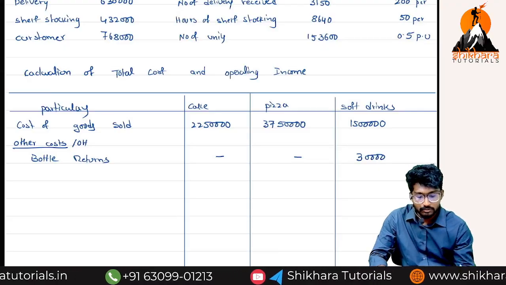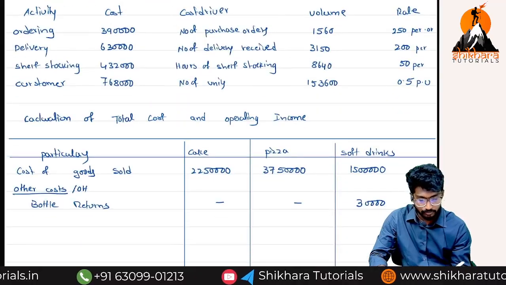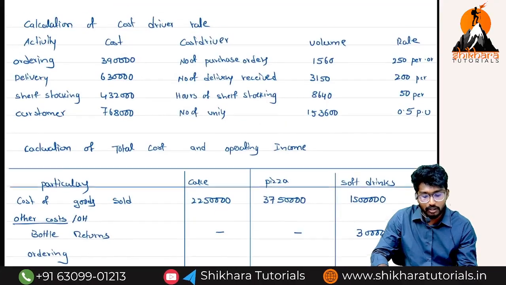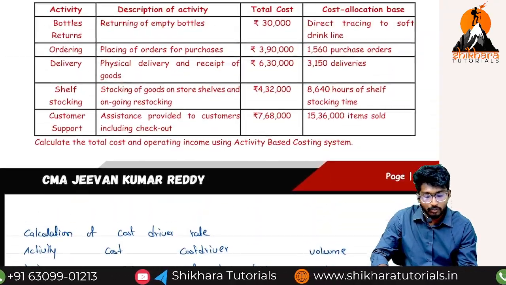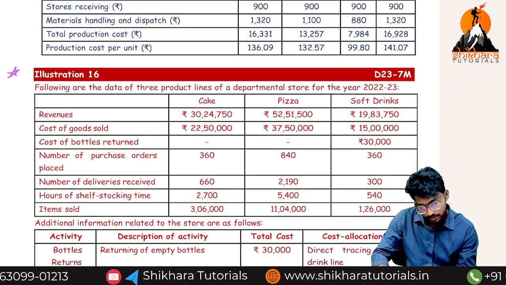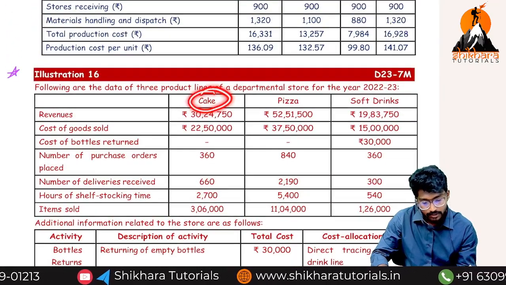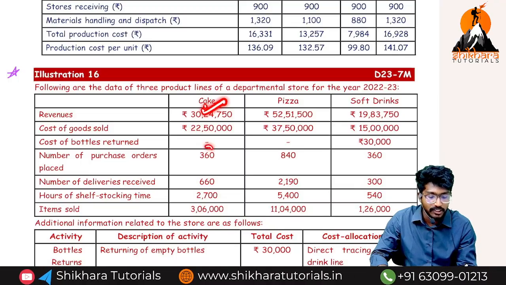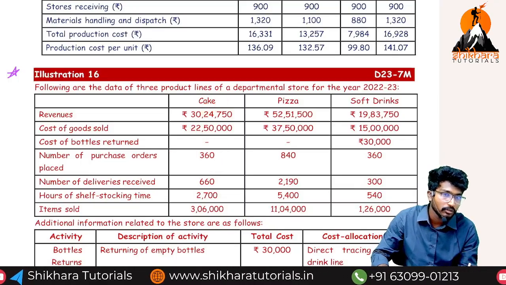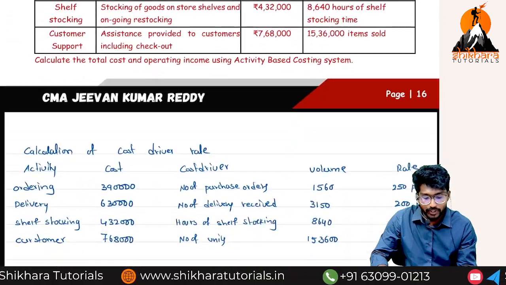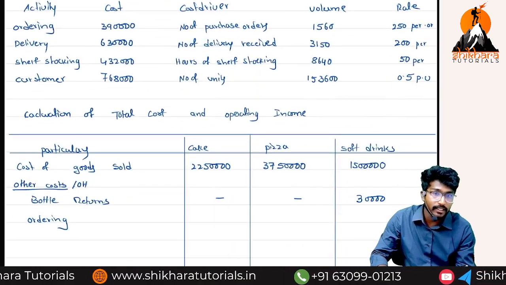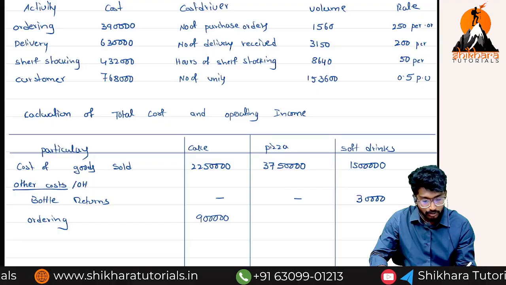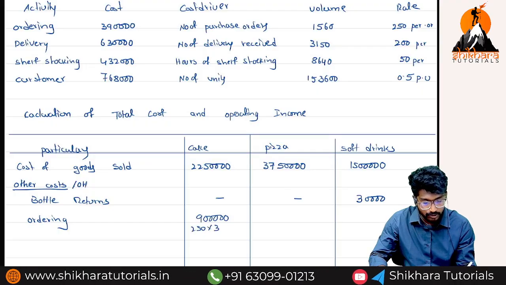Next, ordering. What is the cost per order? 250. Now, how many orders placed by cake? 360 orders. Cake consumed 360 orders. Per order we have to give 250. 250 into 360, 90,000.